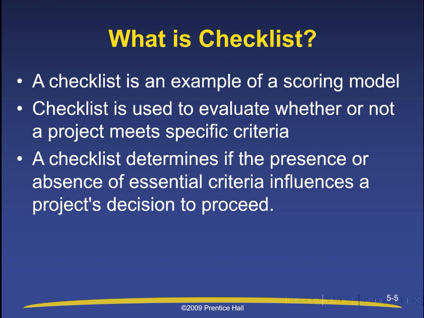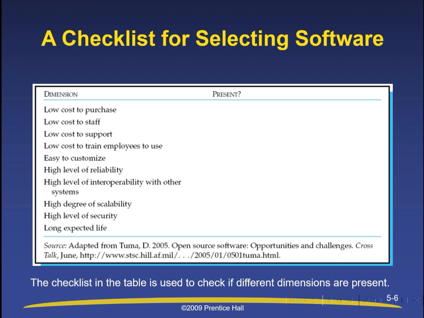What is a checklist? A checklist is an example of a scoring model. A checklist is used to evaluate whether or not a project meets specific criteria. A checklist determines if the presence or absence of essential criteria influences a project's decision to proceed. A checklist for selecting software.